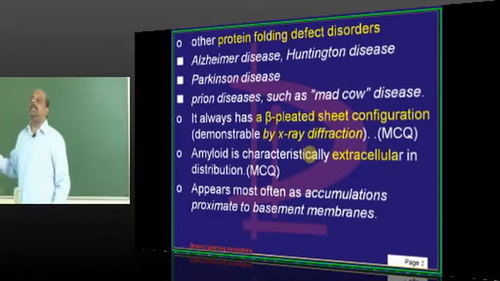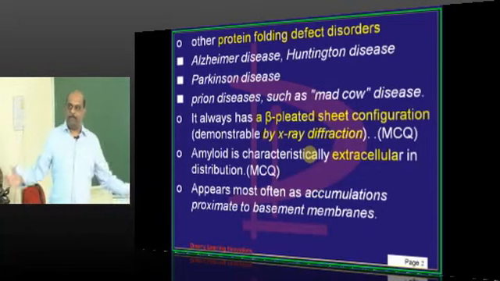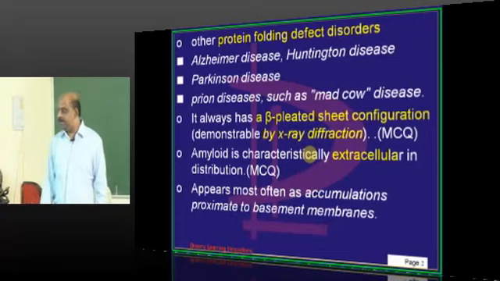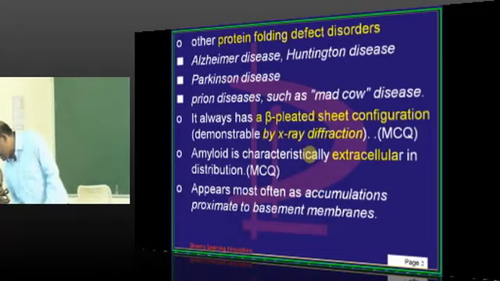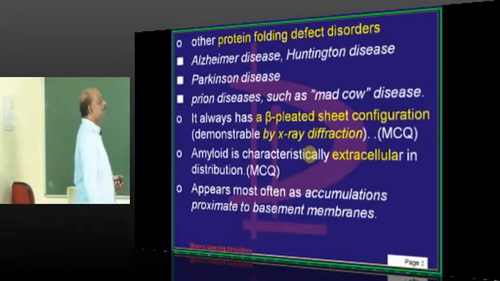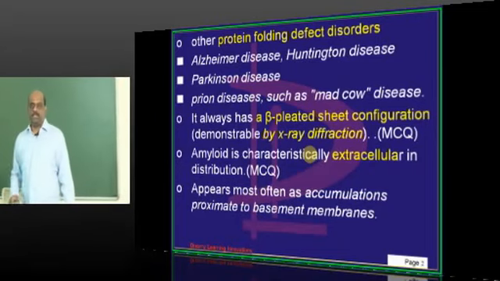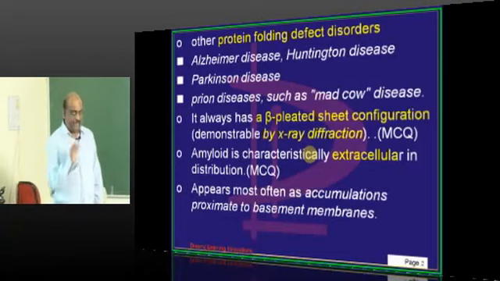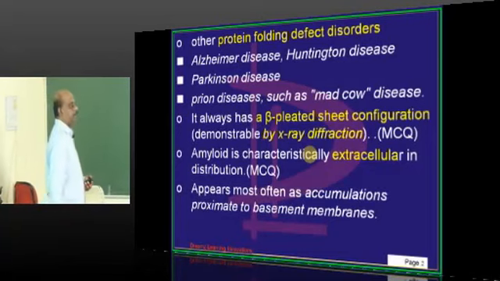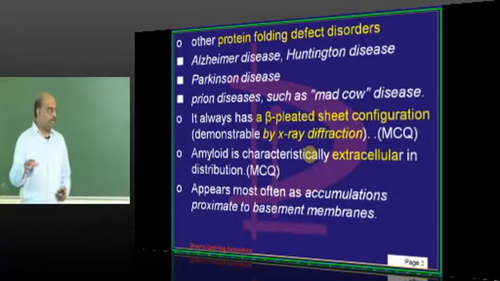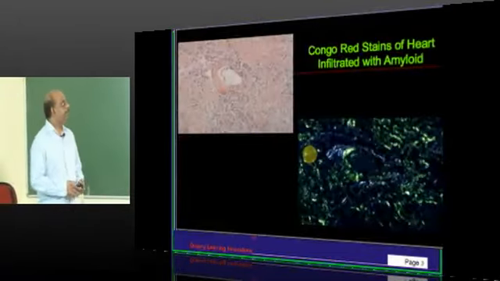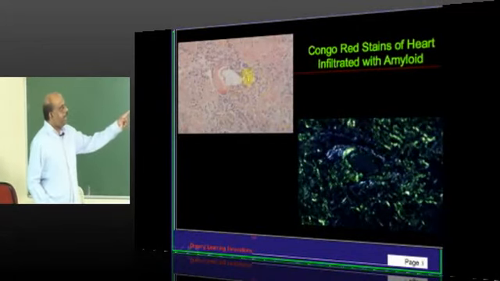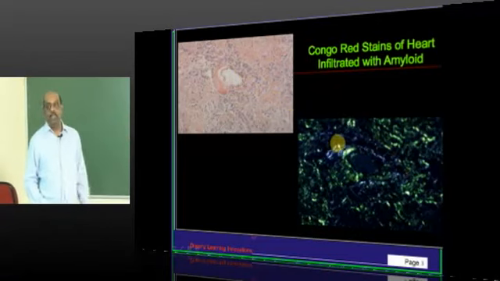Beta pleated sheet configuration is common to any type of amyloid. AL type, AA type, any amyloid ultimately is beta pleated sheet, is what you have to remember. Where is amyloid? It is not intracellular. Extracellular deposition is the buzzword which you need to understand. And it deposits very close to the basement membrane. You can see this, the Congo red stain of the heart, which is infiltrated with the amyloid.